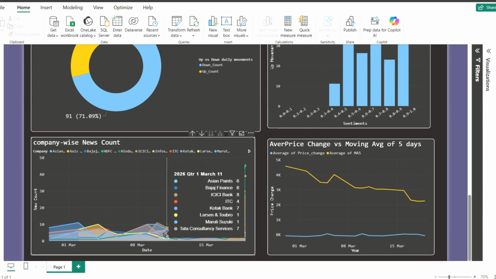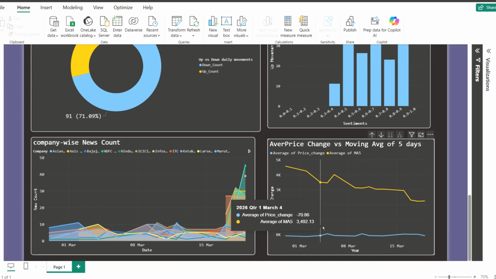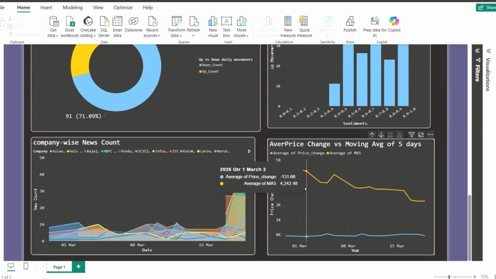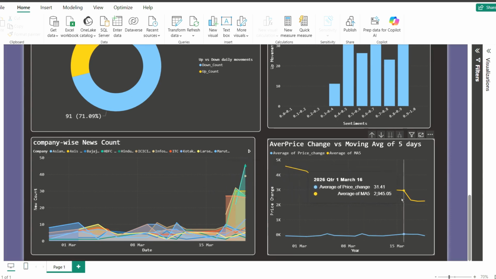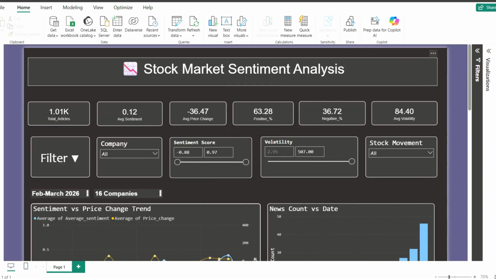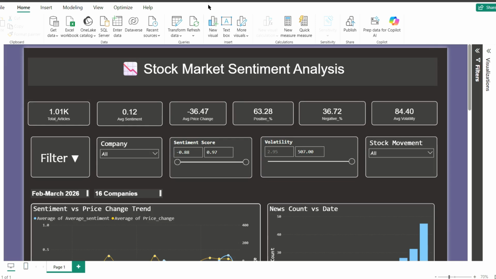The last one is price change versus moving average. This compares actual price change with moving average. Moving average smooths fluctuation and helps identify the overall trend direction. So overall, from this dashboard, we can conclude news sentiment does influence stock movement, but not always directly. Market trends depend on multiple factors. High sentiment strength leads to stronger movement. An interactive dashboard helps in identifying patterns quickly.